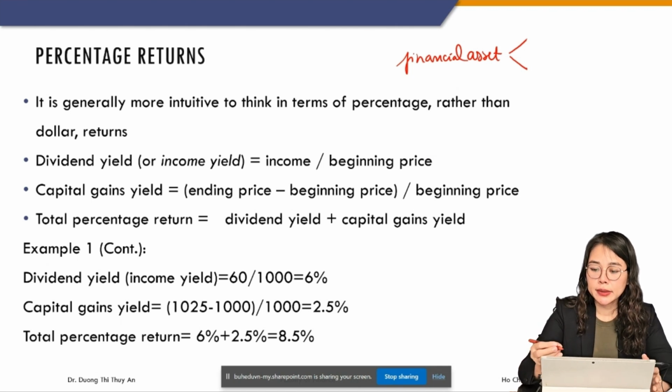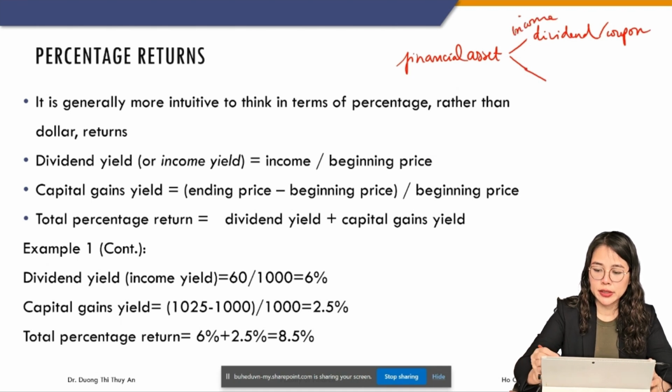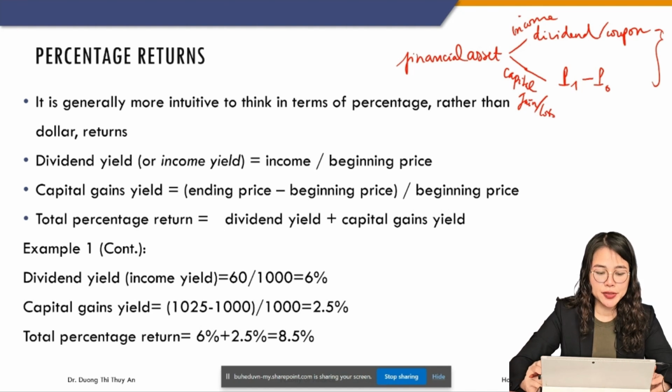the income comes from two sources. One is the dividend or the coupon, which we call income. The other source is the difference between the price you sell and the price you bought. We call this the capital gain or loss. So these are the two sources of income you get from a financial asset.